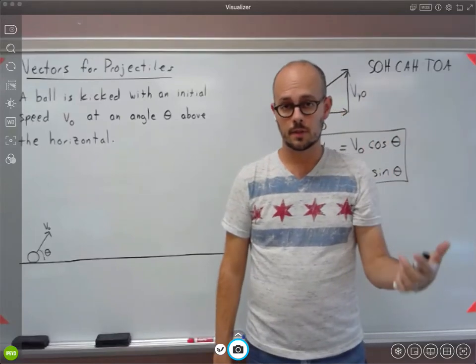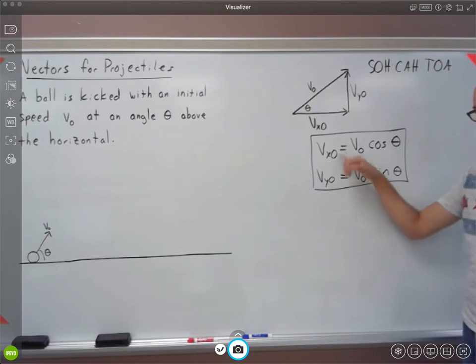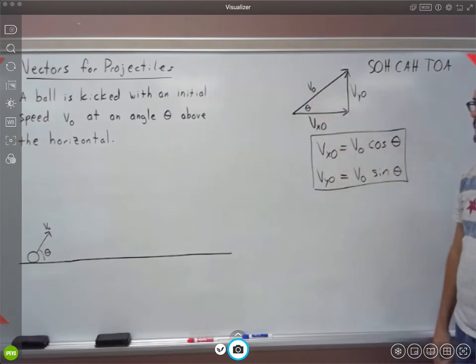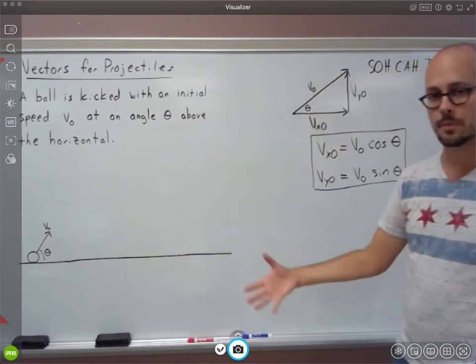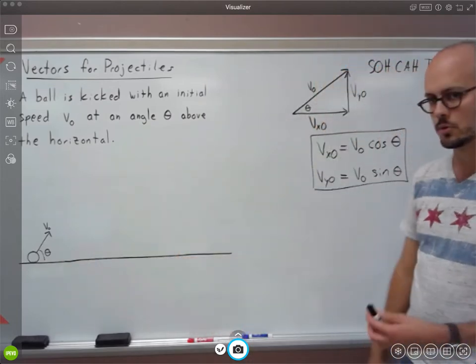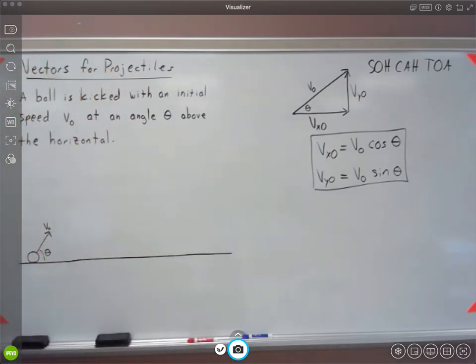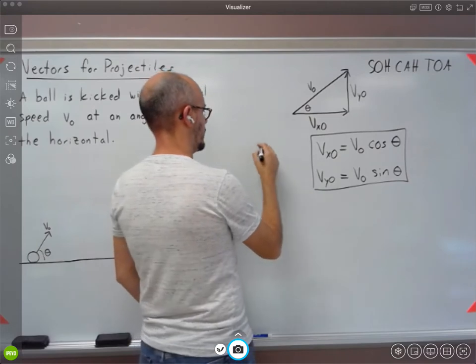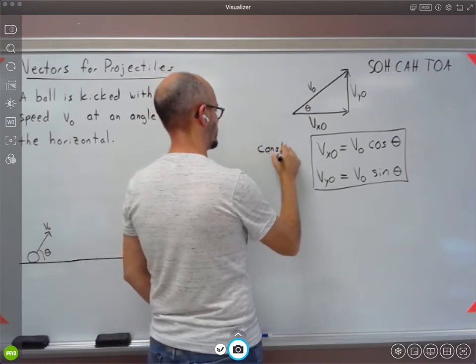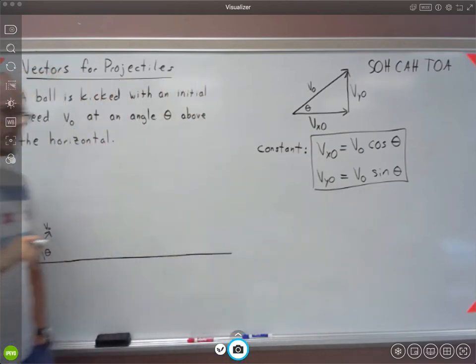Okay, in this last video of the intro, we're going to take what we did in the last video, which was the trig of the initial velocity vector, and apply it to a diagram and map out what is happening during projectile motion. The thing we need to remember from the first video is that the initial velocity in the x direction is constant. So you have a constant velocity in the x direction.